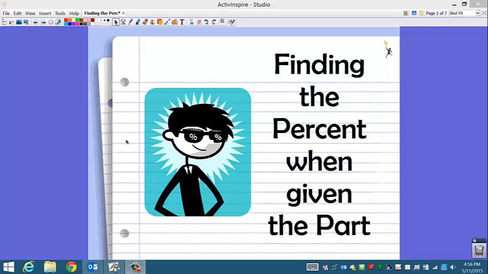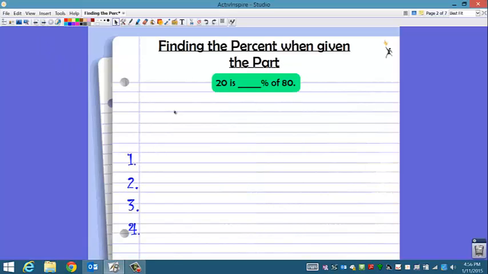Okay, this lesson is over finding the percent when given the part. Okay, so our first example is 20 is blank percent of 80. 20 is what percent of 80?